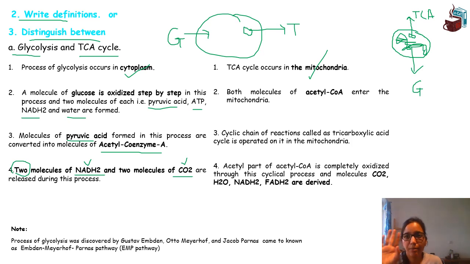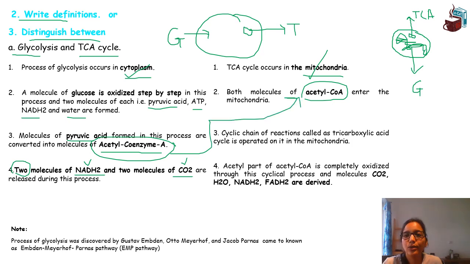Let's compare. If glycolysis is taking place in cytoplasm, remember TCA is taking place in mitochondria. Glucose is oxidized, and pyruvic acid, ATP, NADH2 and water are formed. Both molecules of acetyl coenzyme enter the mitochondria. So where did this acetyl coenzyme come from? This acetyl coenzyme that is formed in your glycolysis, which is the first step, enters into the mitochondria for the TCA cycle.